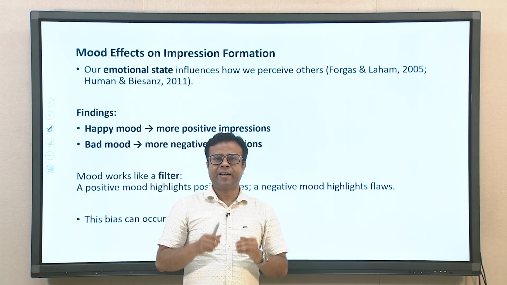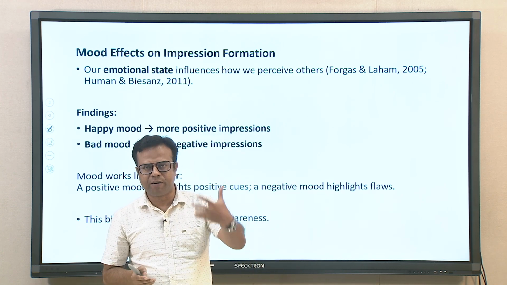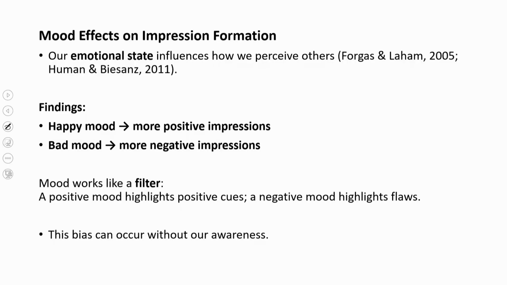Now, many times impression formation is influenced by our present mood, whatever emotions we are experiencing. The kind of emotional state can influence your impression formation also. For example, if you are in a happy mood, you are more likely to make positive impressions of another person. If somebody is in a bad mood, they are more likely to have negative impressions of a person. It may not have anything to do with the person, but because you are in a bad mood, you are making negative impressions about the person. So, it is influenced by your mood. It may not actually be coming from the other person.